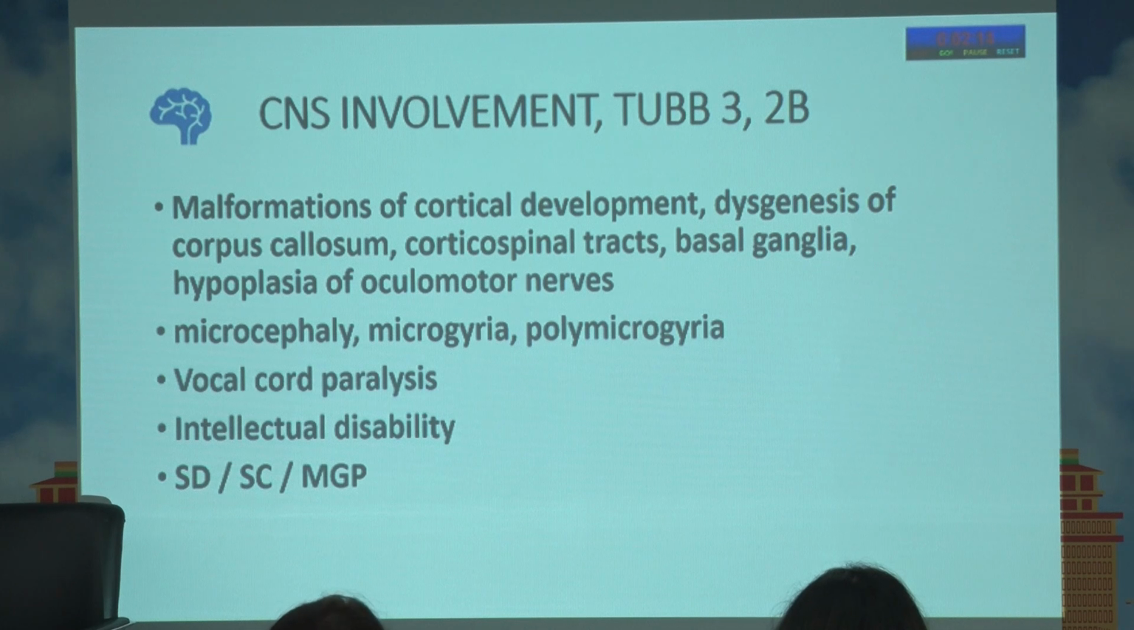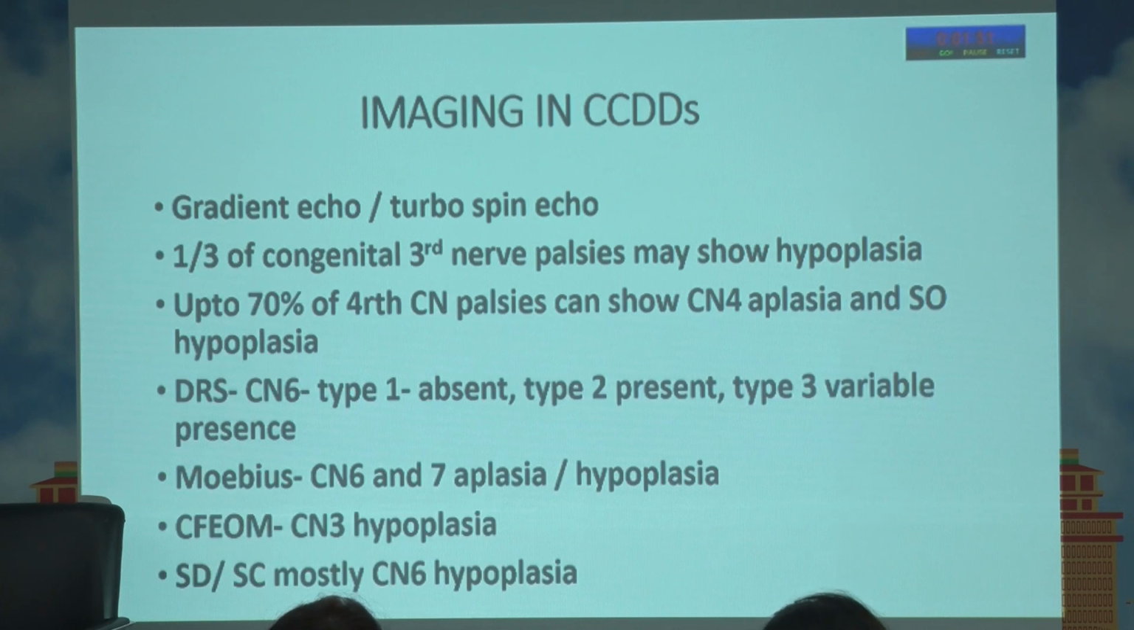As I was saying, with TUBB3 and TUBB2B, you can have malformations of cortical development, dysgenesis of the corpus callosum, corticospinal tracts, basal ganglia, and hypoplasia of the oculomotor nerves, microcephaly, microgyria, polymicrogyria, vocal cord paralysis. All these things can happen, and of course they can have intellectual disability. So you need a broader and global evaluation in these cases.